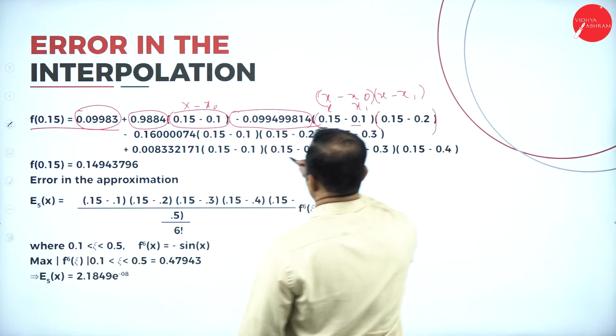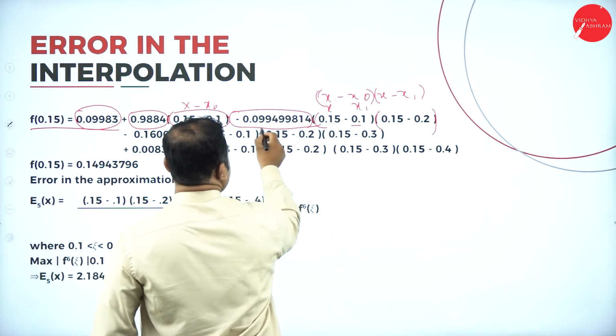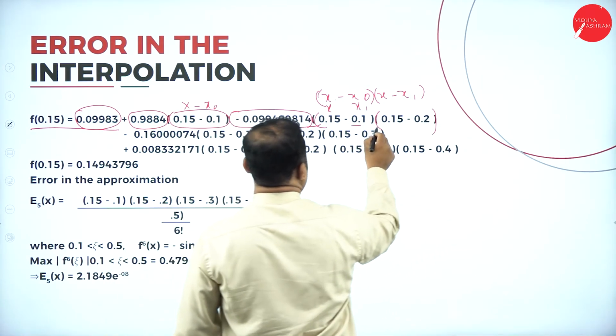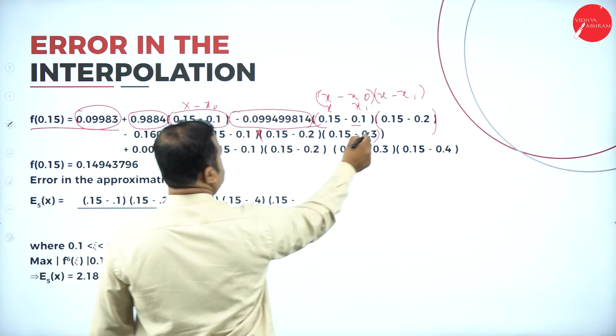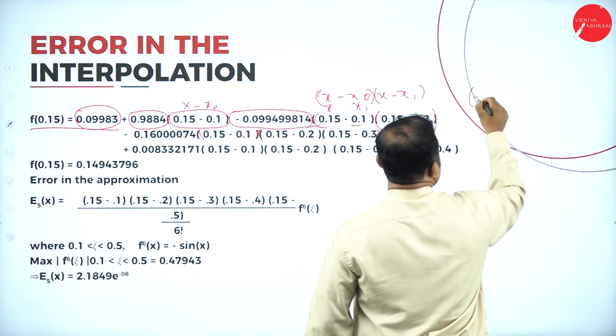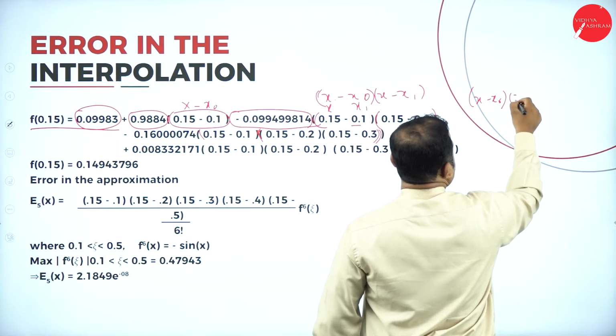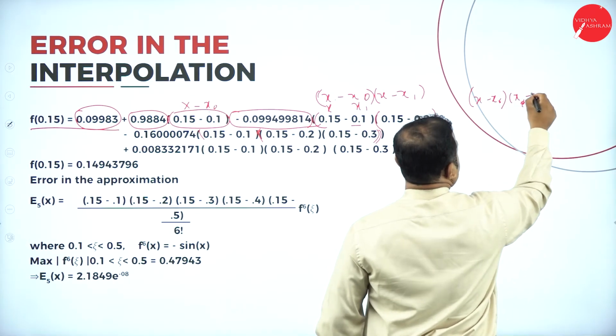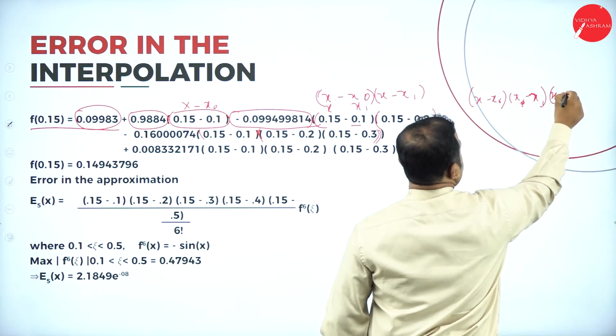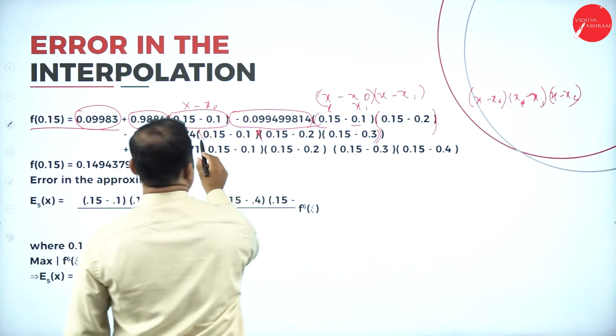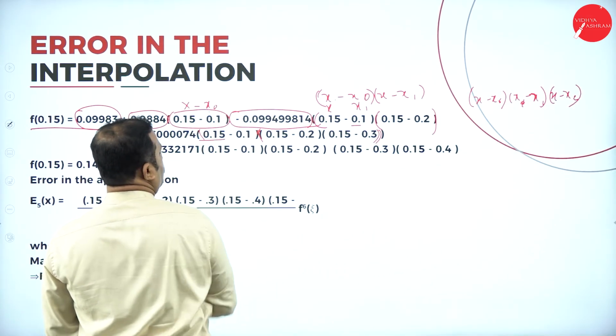Next, what does this term indicate? This term indicates x minus x0, x minus x1 into x minus x2. The same thing is done here. What is x? x is 0.15.